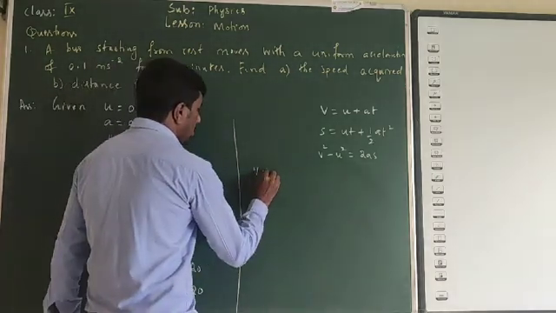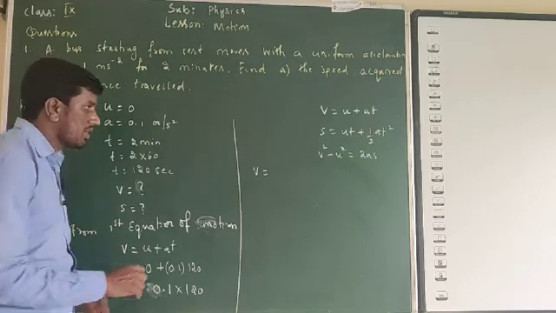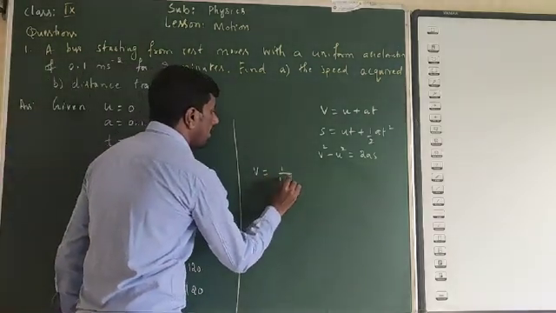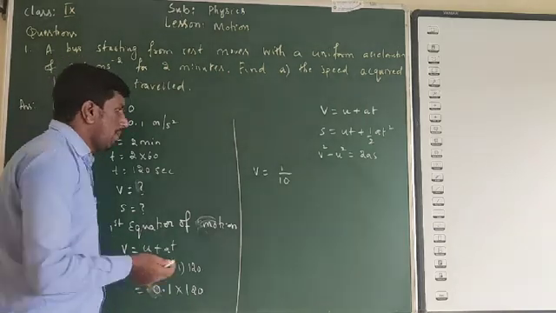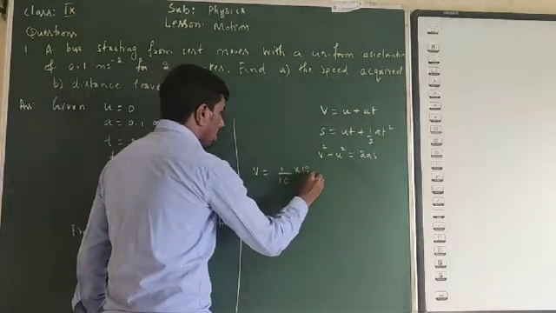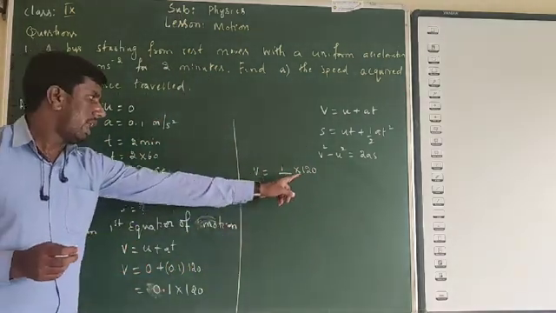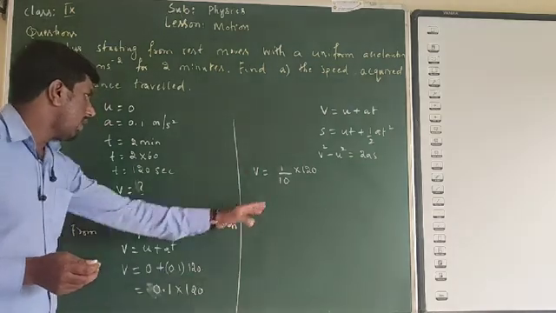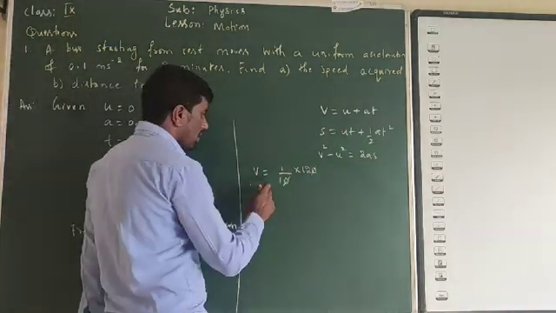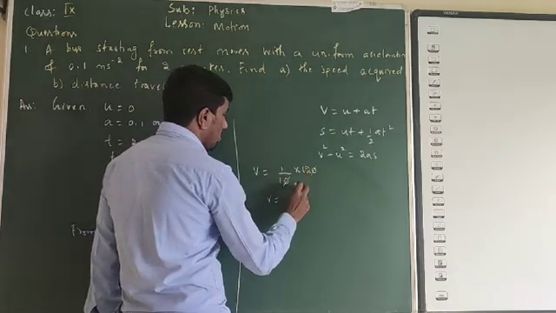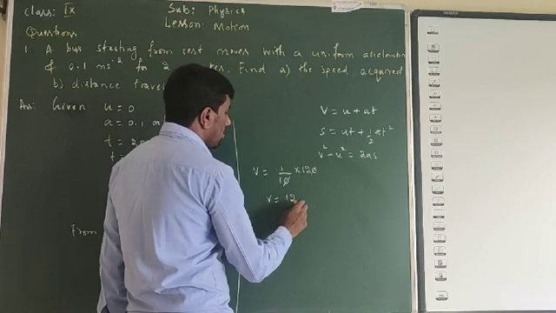So v is equal to, how do we simplify this? How do we write 0.1 as a fraction? 1 by 10 is nothing but 0.1. So 1 by 10 into 120. The 0 in the numerator and the 0 in the denominator will get cancelled. What is remaining? v is equal to 1 into 12, and 12 divided by 1 is 12 only. So v is equal to 12.